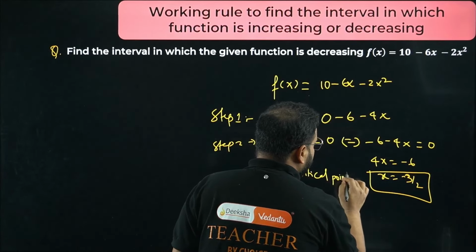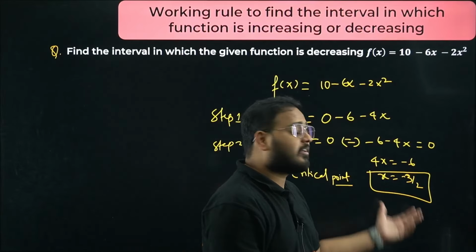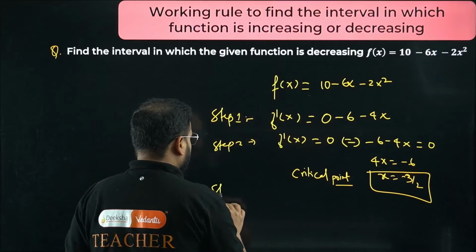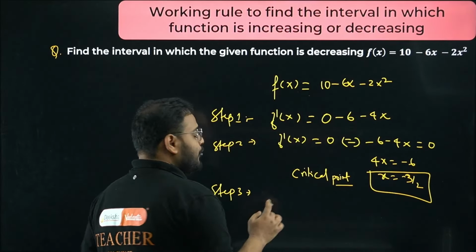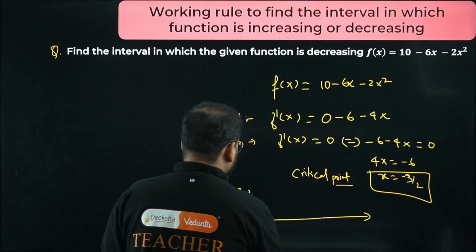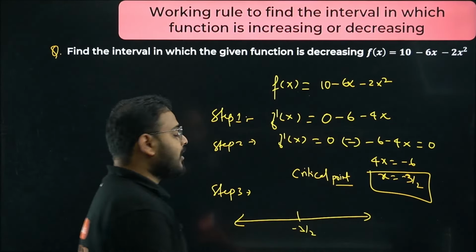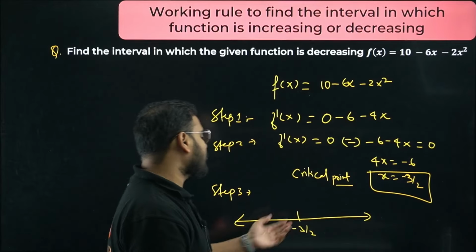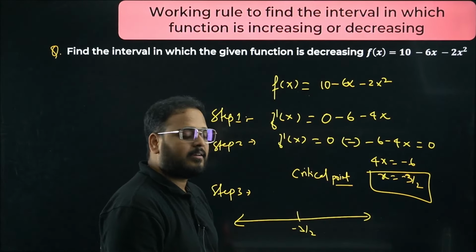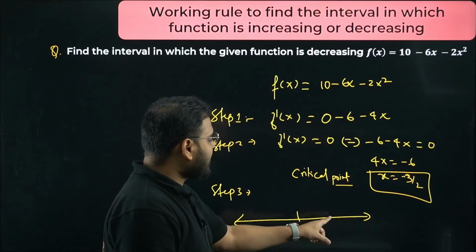Now in a question there can be more than one critical point also. Over here we have only one. Step 3 is plotting on the number line. So draw a number line like this. Put the value x equals minus 3 by 2. Now take a value right after and before. So after minus 3 by 2, which is negative 1.5, I can take 0. 0 will be here. So put x equal to 0 in the derivative.